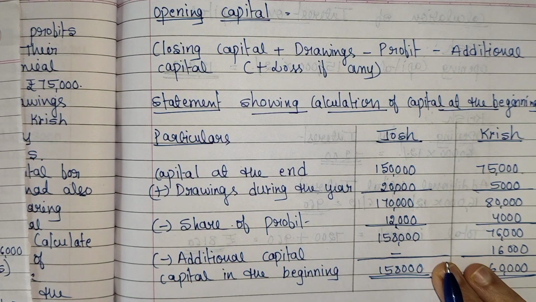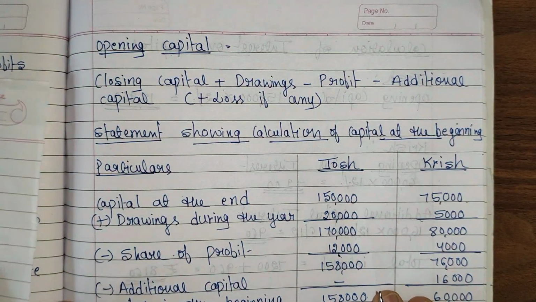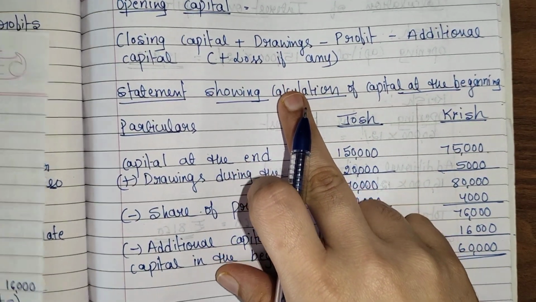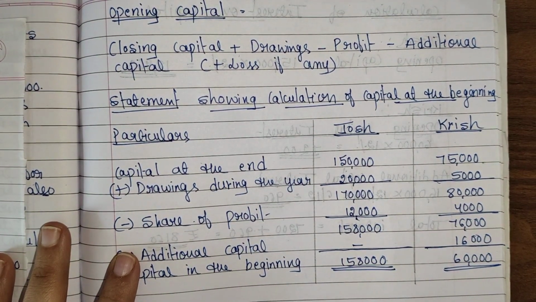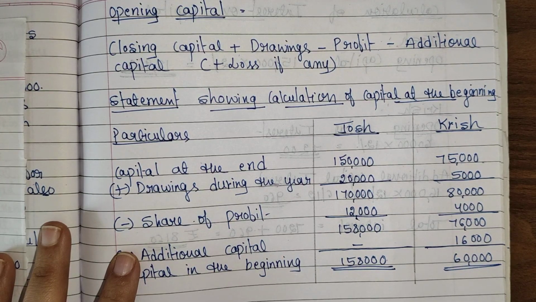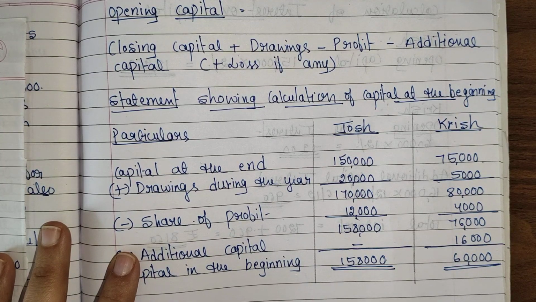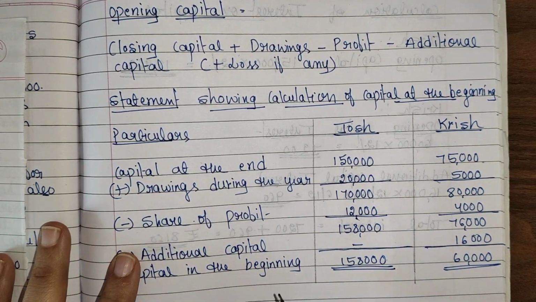We have to reverse the effect of all transactions that happened during the year. Clear? So first we write down closing capital, plus add drawings. Actually drawing means withdrawal, means we would need to deduct it. But in finding out the opening capital, we need to reverse the effect of all transactions that happened during the year, so we add drawings during the year.